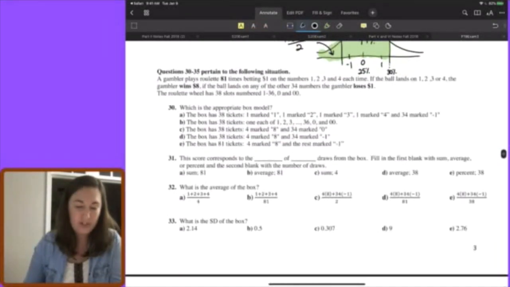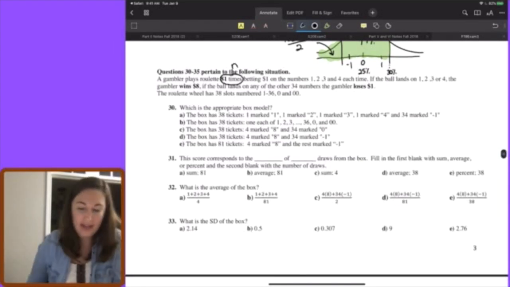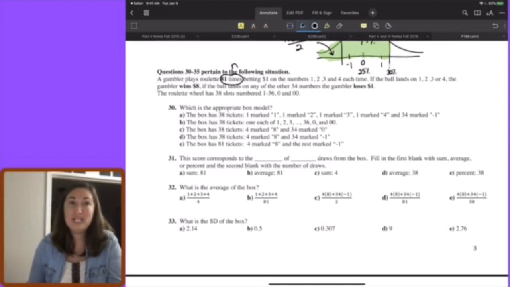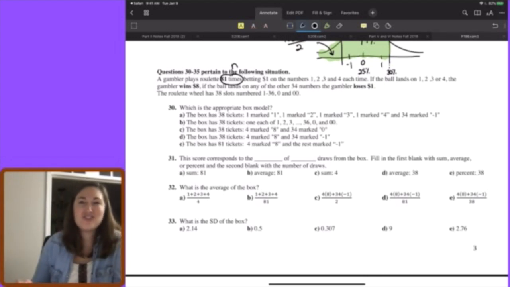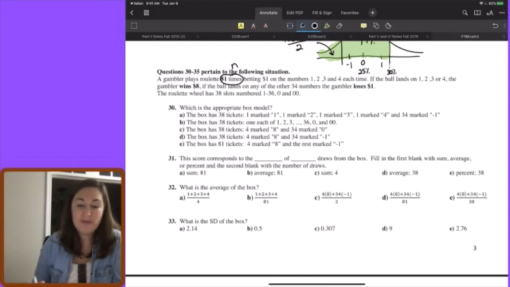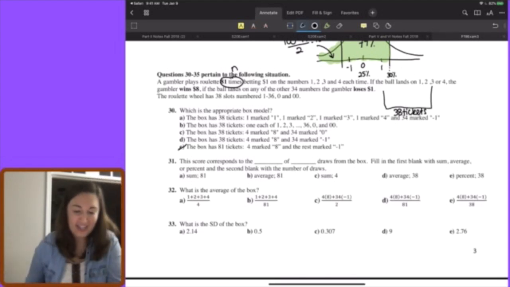What else do we have here? Questions 30 to 35. A gambler plays roulette 81 times, more roulette in this case. So now my N is 81. Betting on the numbers 1, 2, 3, and 4 each time. If the ball lands on 1, 2, 3, or 4, the gambler wins $8, or they lose $1 if it doesn't. The roulette wheel has 38 slots. With the roulette wheel, if I think about one spin, there's always going to be 38 tickets. So right away, I'm going to get rid of answer choice E.